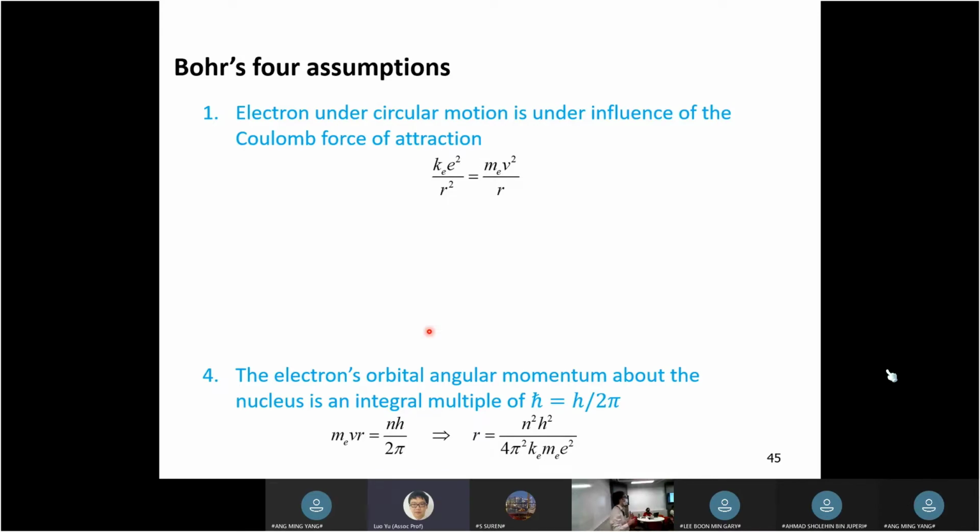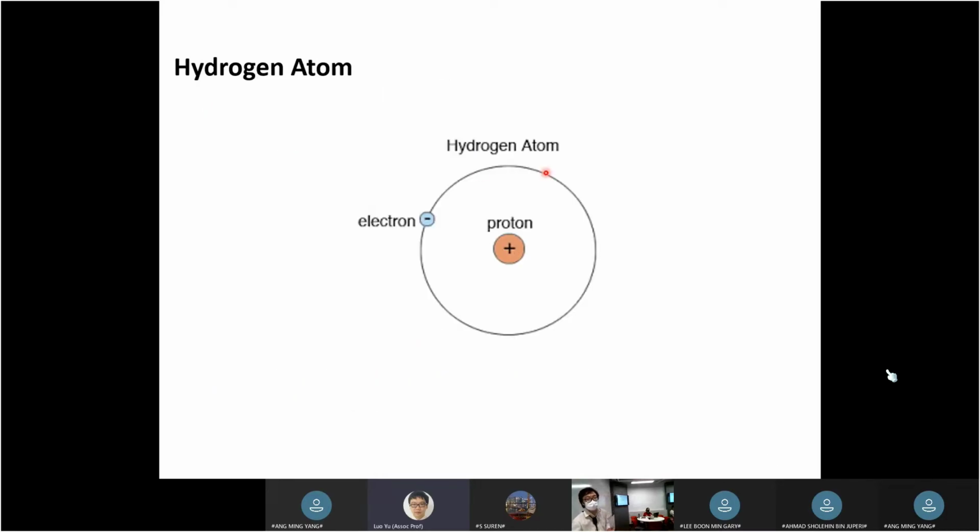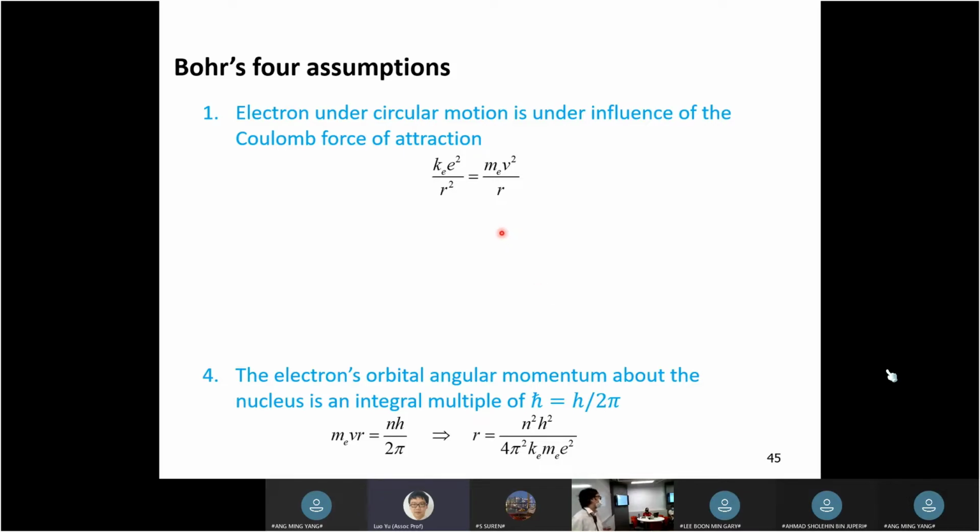So for Bohr's assumption, what quantum physics tells you is that for an electron circling the atom, its velocity and the radius of its orbit are quantized. It cannot be any value. Classical physics tells us it can be any value, but quantum physics tells us that the electron's orbit is always quantized. And how the orbit and the velocity of the electron are quantized is given by Bohr's assumptions 1 and 2.